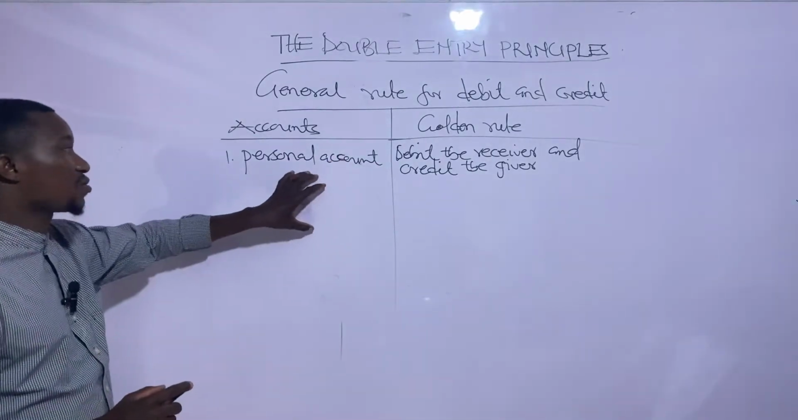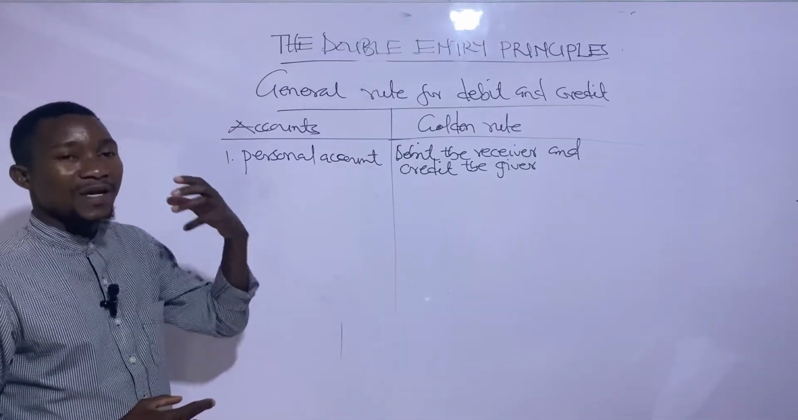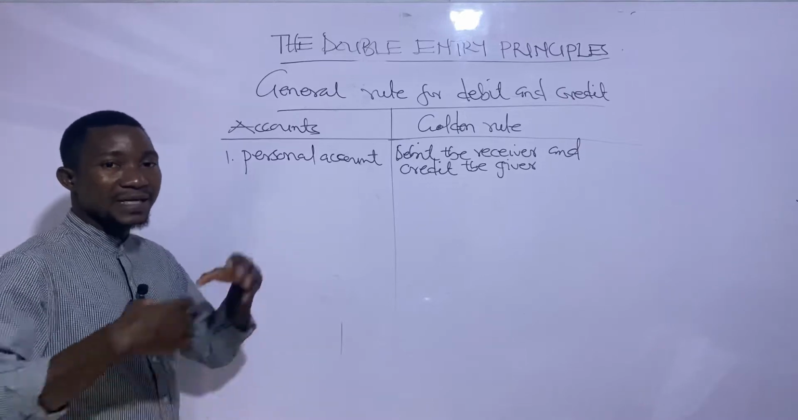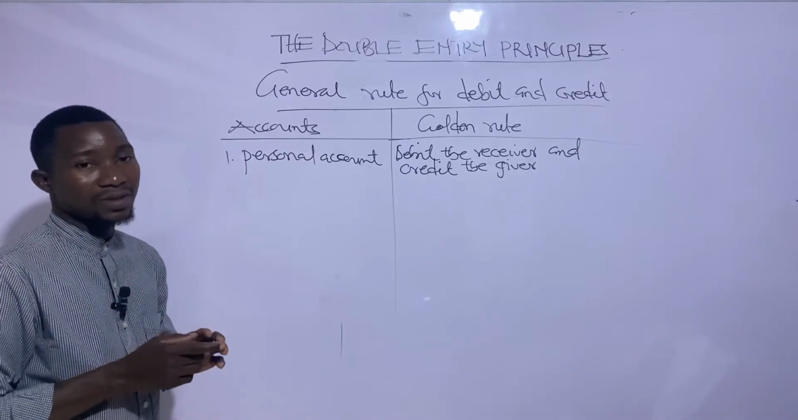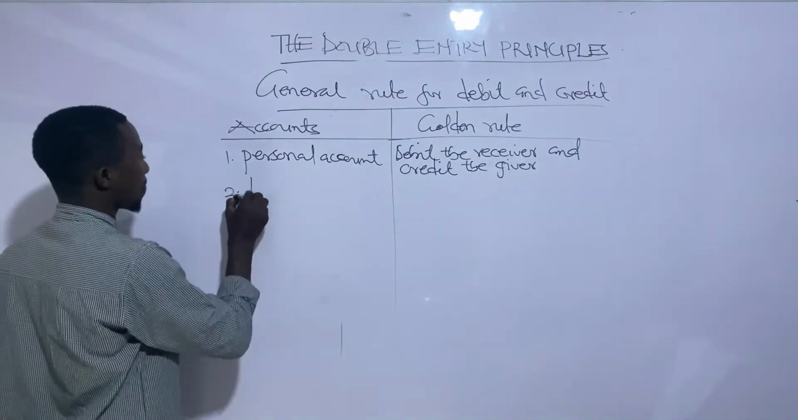I said personal account has to do with debtors account and creditors account. So if a debtor is receiving, we debit debtors account. If a creditor is giving out, we credit creditors account. That is the rule. Let's look at that of real accounts.